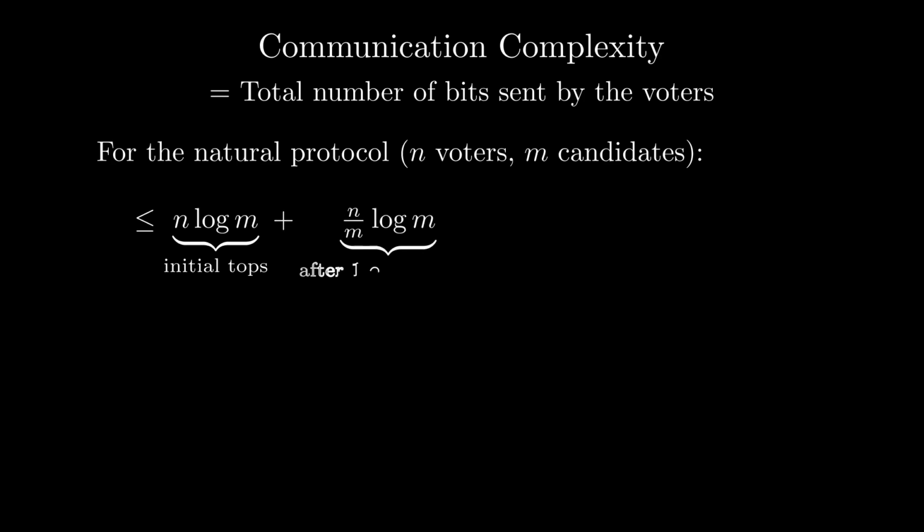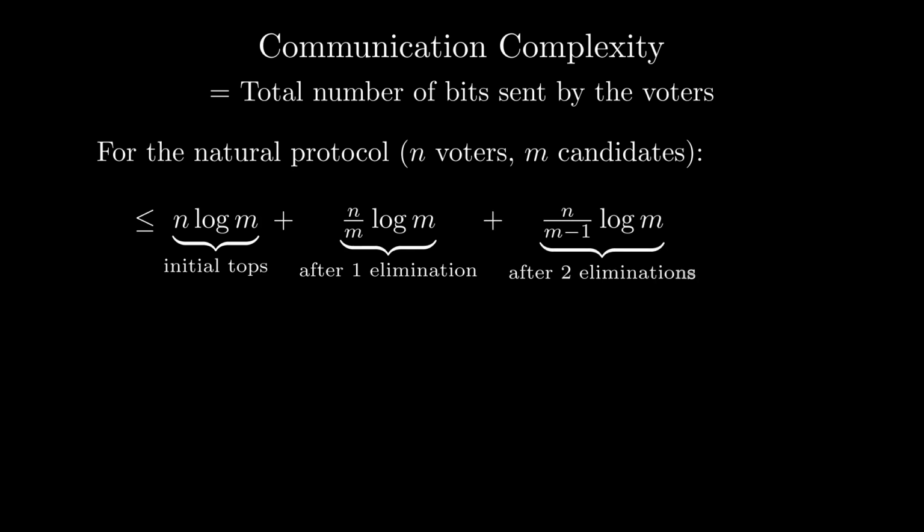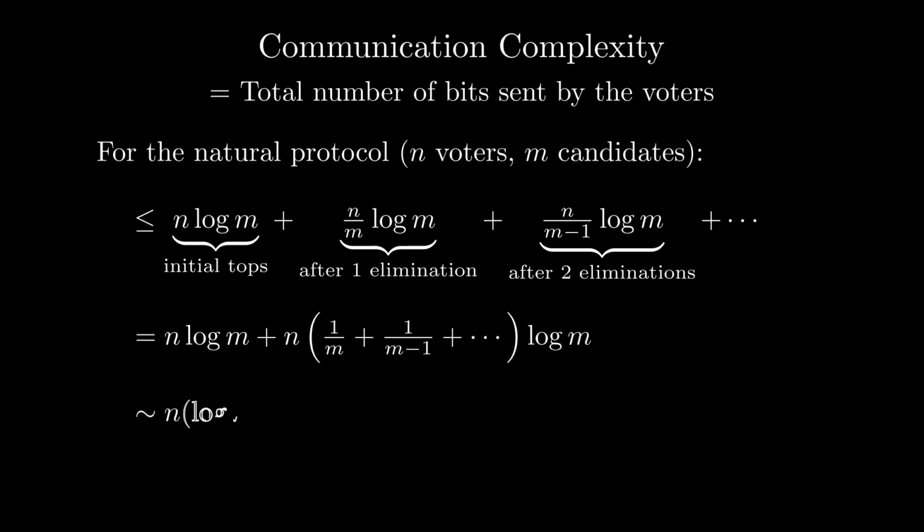The first eliminated candidate has the lowest score, so at most n over m voters need to send a new top. After the second elimination, at most n over m minus 1 voters send a new top, and so on. We recognize the harmonic sum. This gives an asymptotic bound of n times log m squared.